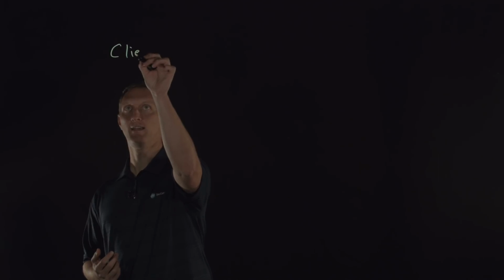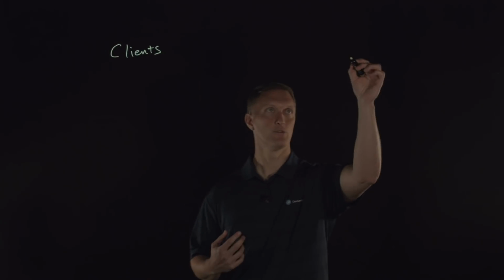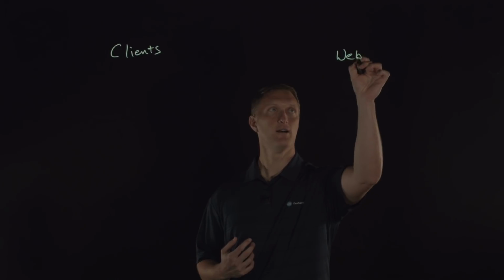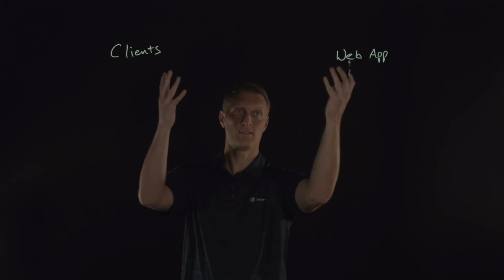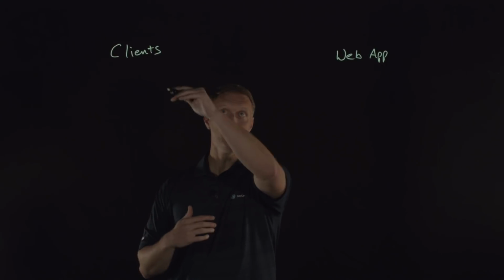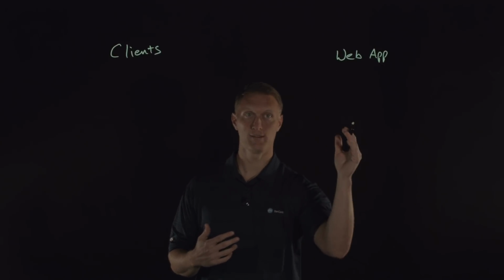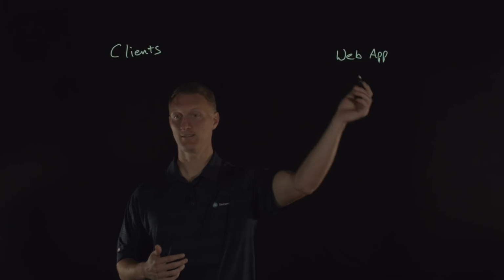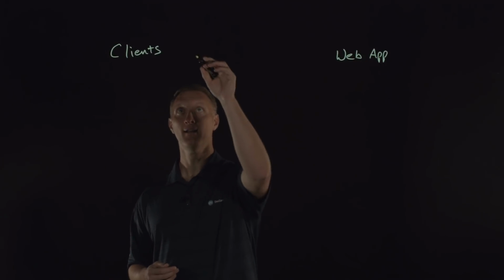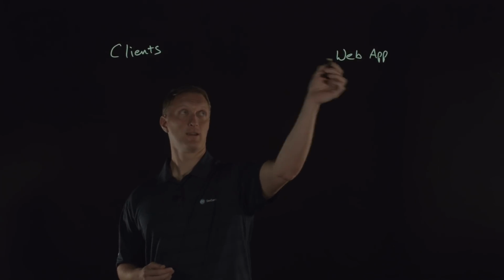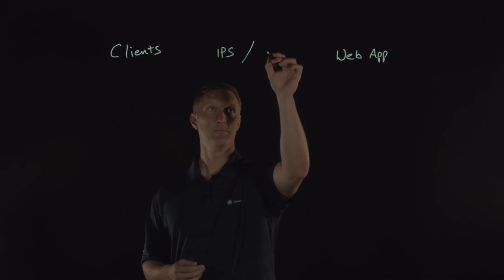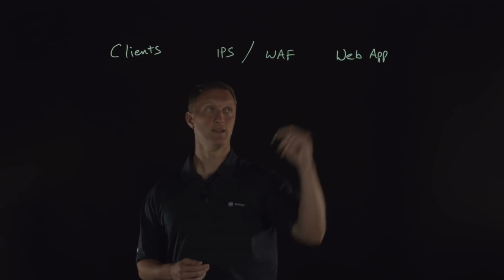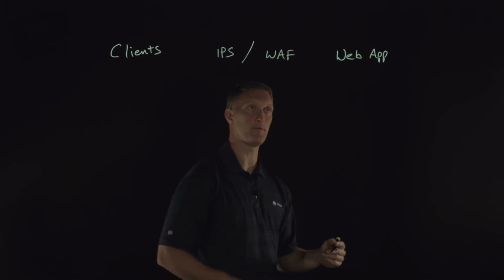The idea is you have clients out here in the internet who want to access your web application over here, and as they do that, you need some sort of device in line to monitor and inspect all that traffic before you give them access to your web application, because some of this stuff is malicious and you don't want it to go there. So as clients want to gain access, you would put an IPS here in line, or you would put a WAF here in line. Again, they would have to go through that to get to your web application.